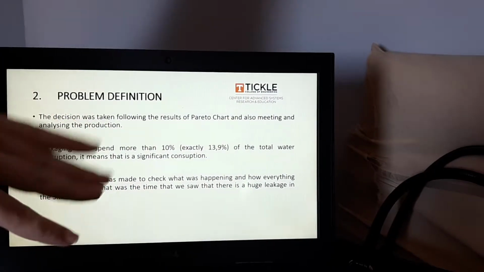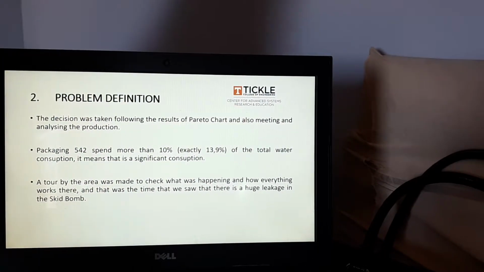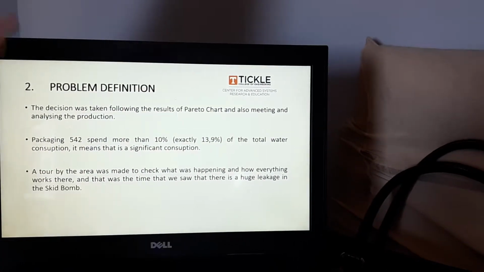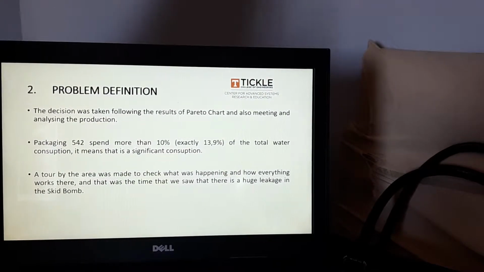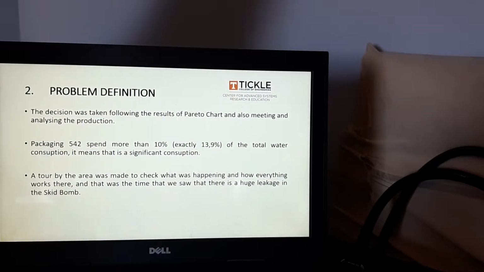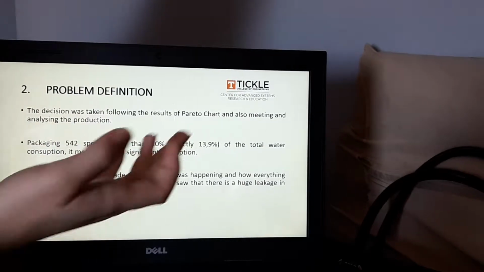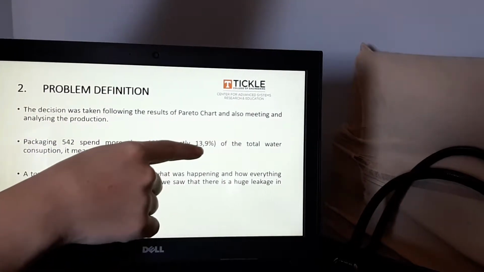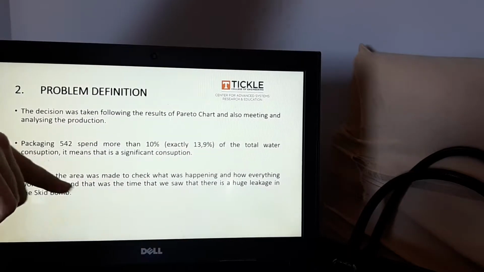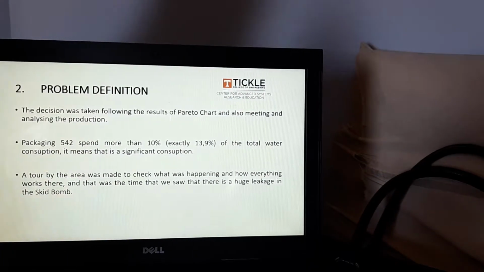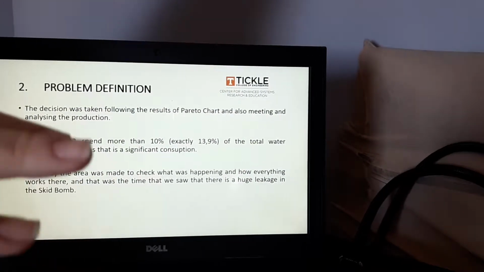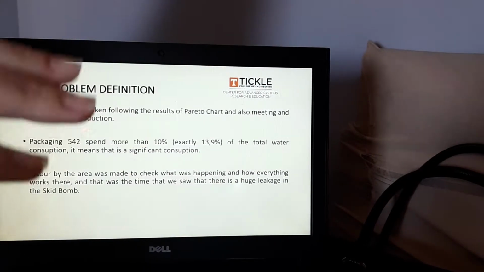How we chose it. Okay, packaging 542 spends more than 10% of the water of the unit as a whole, okay? So exactly the value here is 13.9. So it means that it's a significant consumption, more than 10%. So we decided to look at it with more attention.